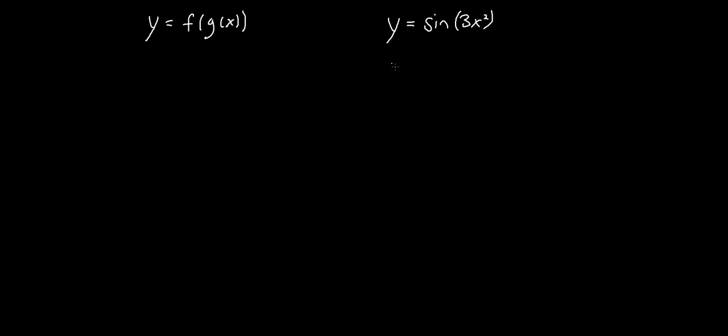Sine x would be your outside function, so your f of x would be sine x, and your inside function, g of x, would be 3x squared. So how could we take the derivative of such a function?